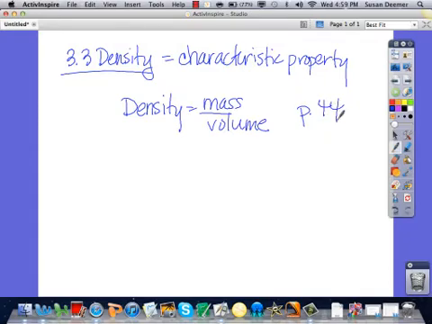What's interesting about this equation is it allows us to find the density of any sample of a substance and what that mass would be per unit of volume, regardless of how much we start out with.